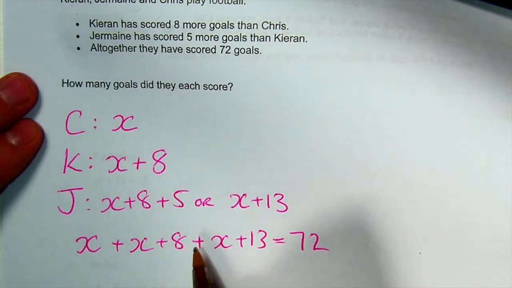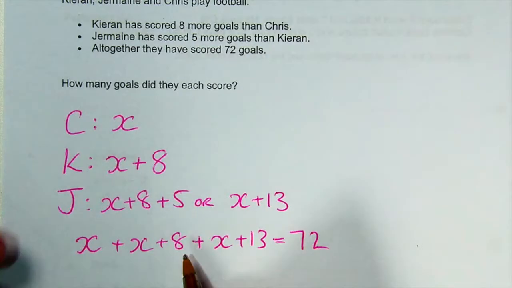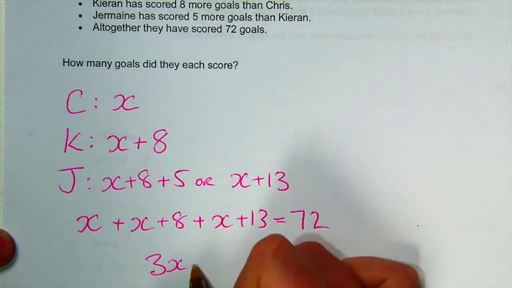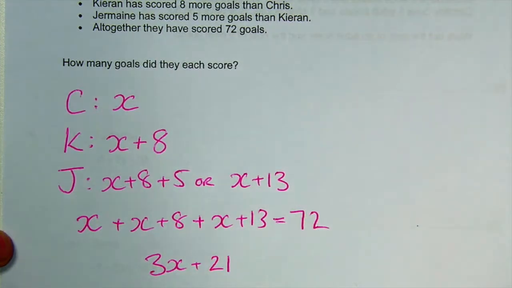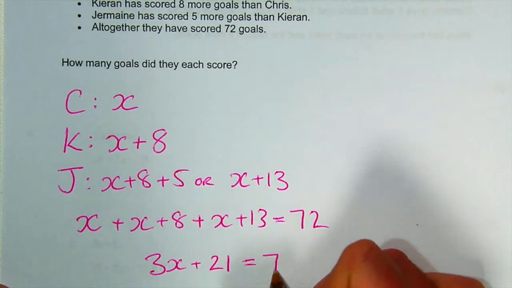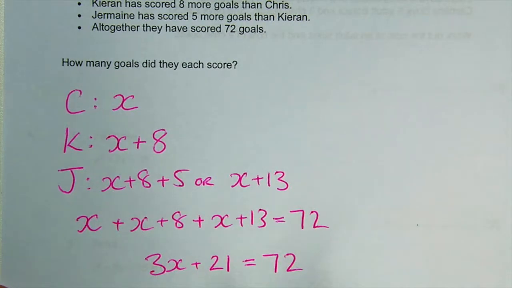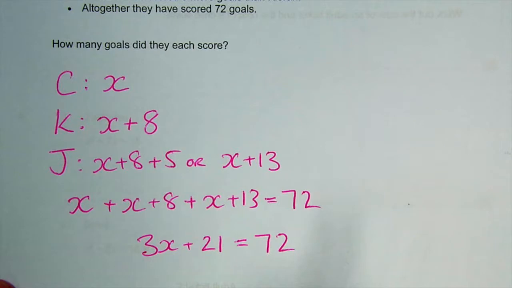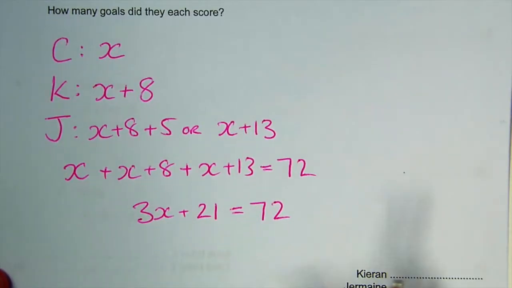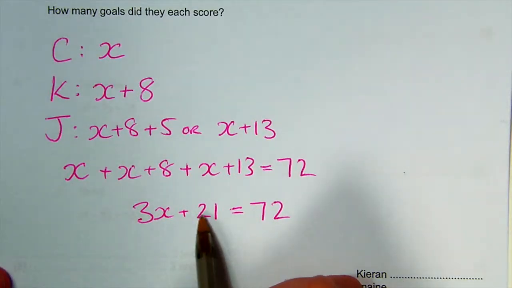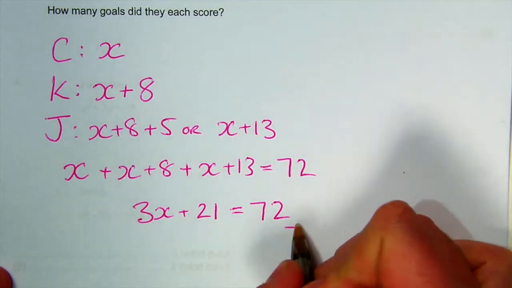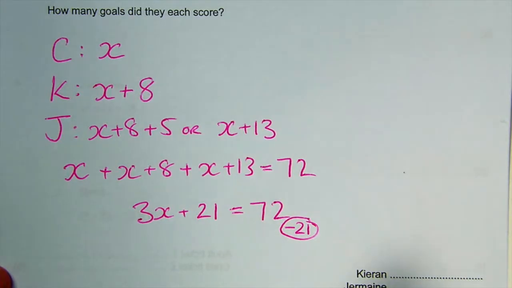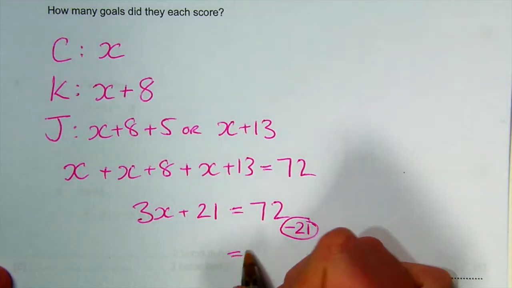X plus X plus X, we've got 3 X's all together. So I'm going to write that as 3x, and 8 plus 13 is 21. That has to equal 72. Well, now we've set up this equation, you need to use your equation skills to solve it. Now, your maths teacher might have shown you a couple of different ways to do this, but all in all, a plus 21 we have to use the inverse of that to minus 21. 72 minus 21 is 51.